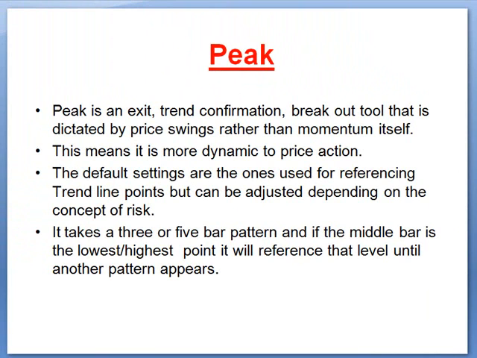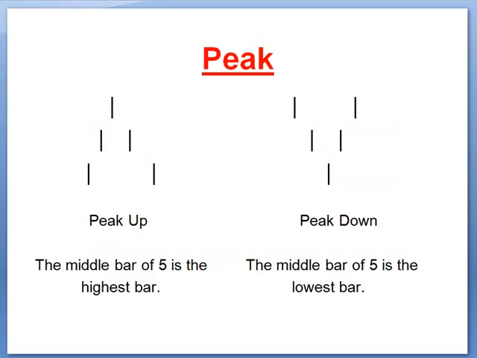Peak is a trend confirmation or breakout tool that is dictated by price swings rather than momentum itself. This means it's more dynamic to price action. The default settings are the ones that I use for building trend lines, and they can be adjusted depending on the concept of risk. What we're looking for is a 3 or 5 bar pattern, and if the middle bar is the lowest or the highest point, it simply references that level until the next time it happens. So if we have swing points or fractals that move higher, the pattern moves with it.